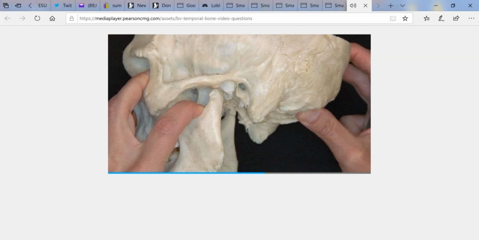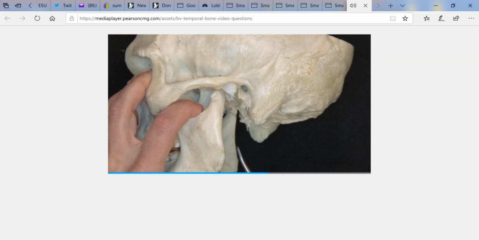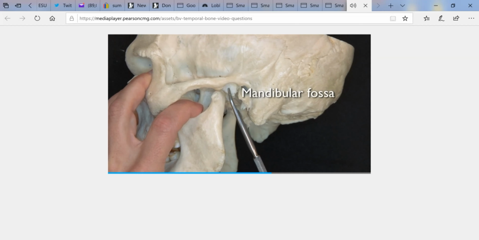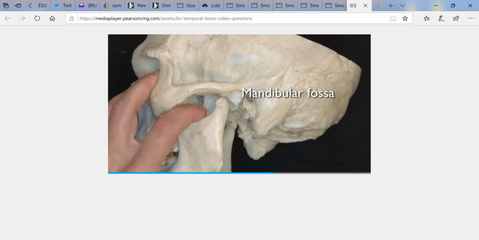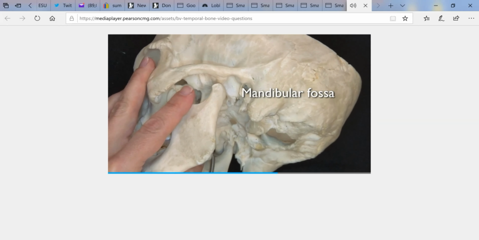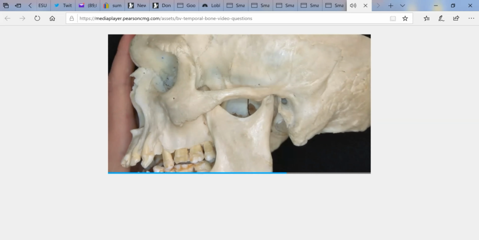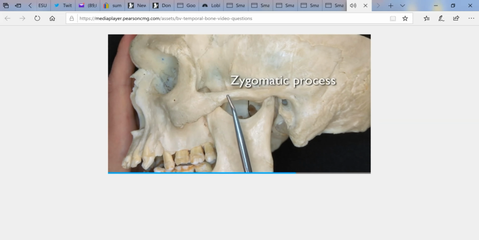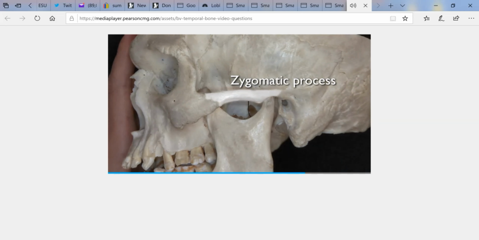Directly anterior to the external acoustic meatus is a depression called the mandibular fossa. This is the socket where the mandible, or lower jaw, articulates with the skull, forming the temporomandibular joint. Immediately anterior to the mandibular fossa is a projection called the zygomatic process. The zygomatic process helps form the zygomatic arch, a bony bridge connecting the temporal bone to the zygomatic bone, or cheekbone.